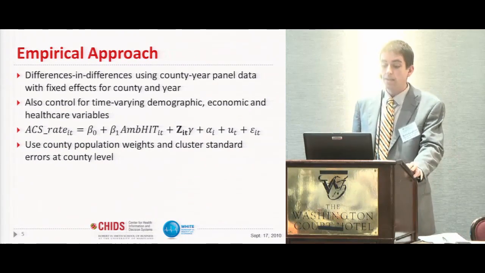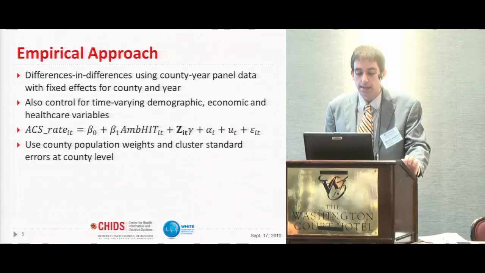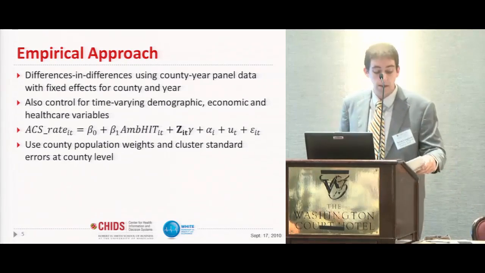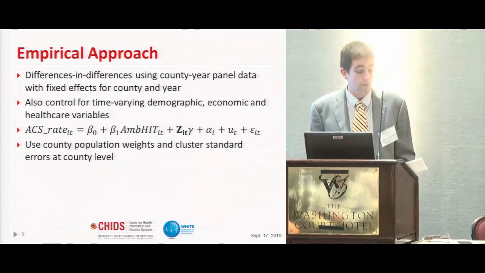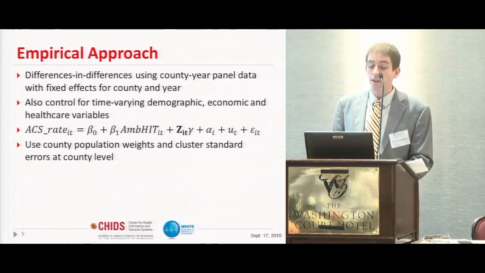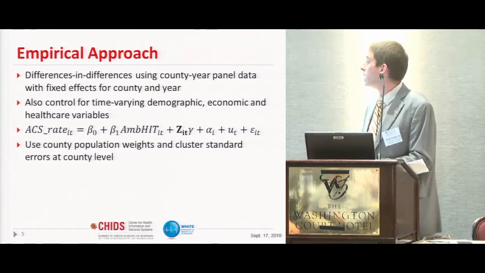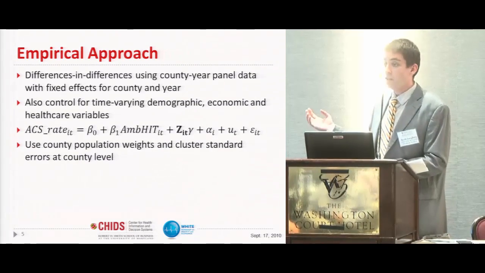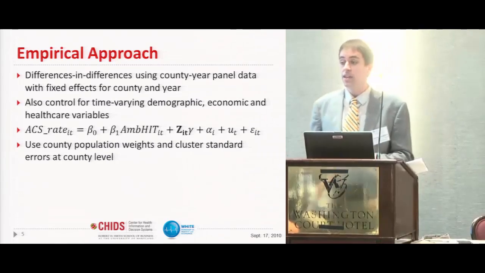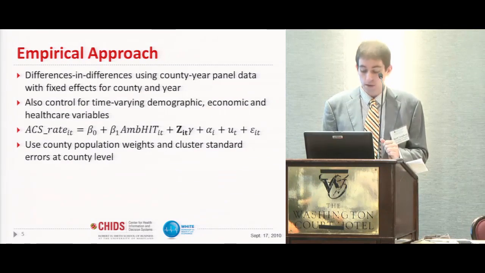Our empirical approach is differences in differences. We build a county year panel using a county measure of health IT adoption and calculate ACS hospitalization rates at the county level. We control for time-varying demographic, economic, and healthcare variables. In this equation, i denotes county, t denotes year, Z_it is our set of time-varying controls, and beta 1 is the parameter of interest. And in all specifications, we weight by population and cluster at the county level.